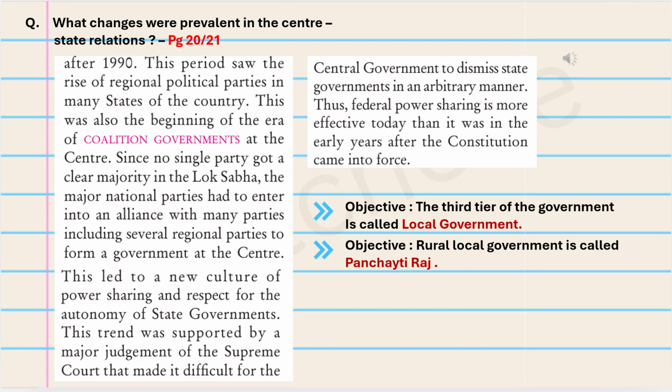The third tier of the government is called the local government, and the rural local government is also called the Panchayati Raj. Now, these can be asked either as 1-markers or as MCQs, but the point is that these are the little tidbits that are tucked away and we kind of overlook. So make sure that you give this a read or write it down, mark it in your textbook, whatever is convenient to you.